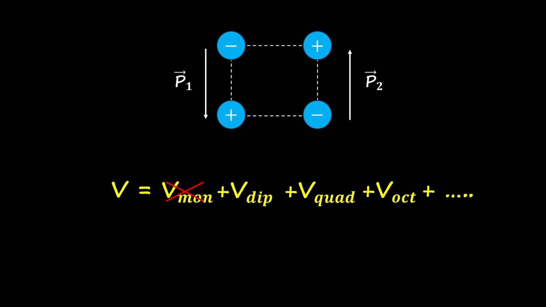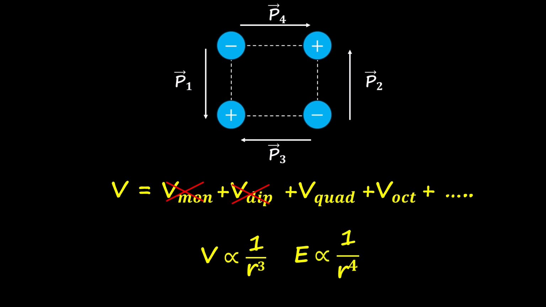Similarly, we can have a P3 and P4. They are also equal and opposite, so they'll cancel out. So you can see that the net dipole moment for this system is 0. So the dipole contribution in the potential will also be 0. So the dominating term in this expression will be from the quadrupole term. So we can say that V is inversely proportional to R cube, and from this we can say the electric field is inversely proportional to R to the power 4.